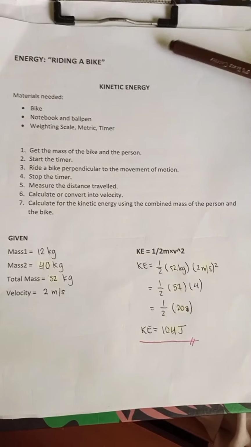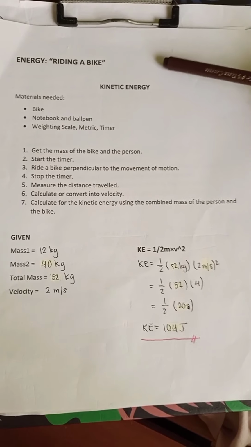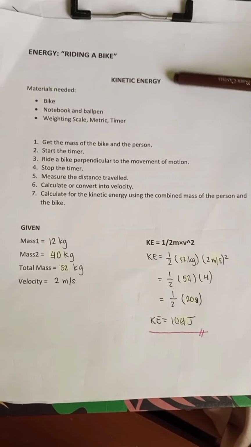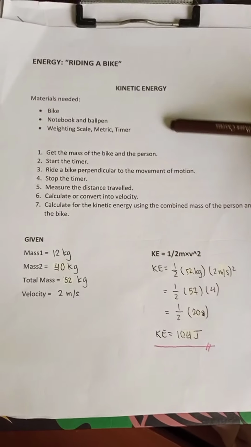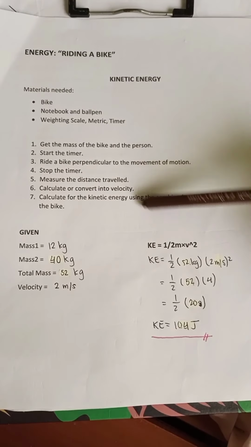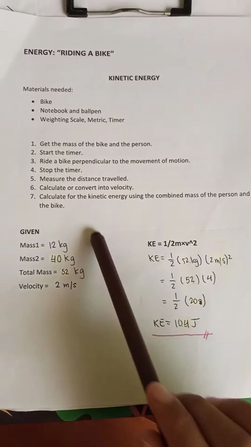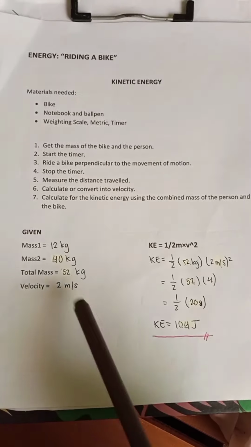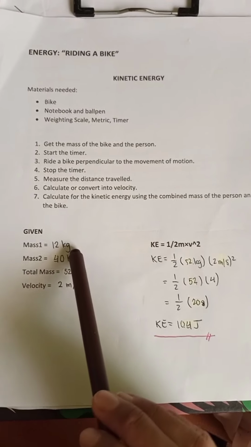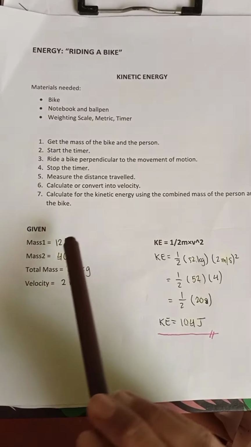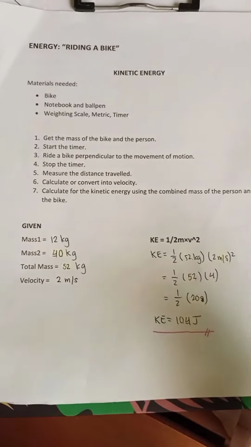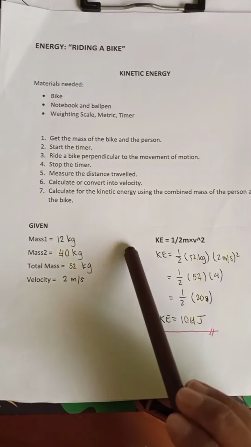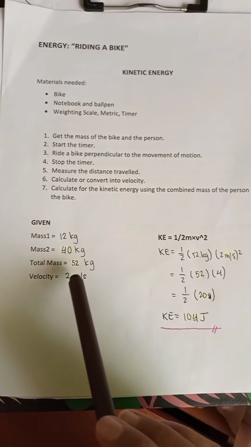I choose to ride a bike as an example for me to be able to discuss the energy clearly. So this is an example of kinetic energy. These are the materials needed and the steps I followed. So the calculated and measured givens are: mass 1, the mass of the bike, which is 12 kg. Mass 2, the mass of the person. My mass is 40 kg. And the sum of them is 52 kg.